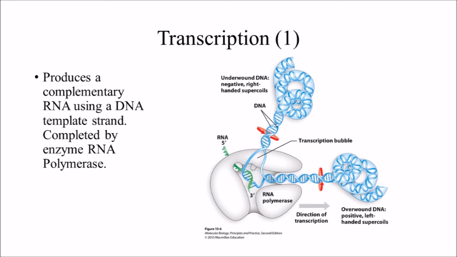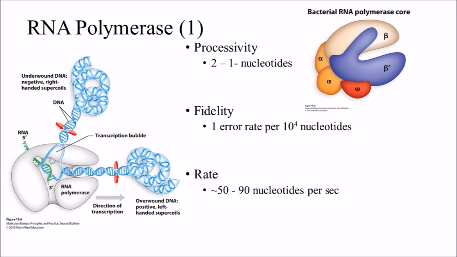Now we're going to compare DNA polymerase and RNA polymerase, which is the enzyme used in transcription. Transcription produces a complementary RNA using a DNA template. This is completed by the enzyme RNA polymerase, which produces the RNA transcript using the DNA template strand.